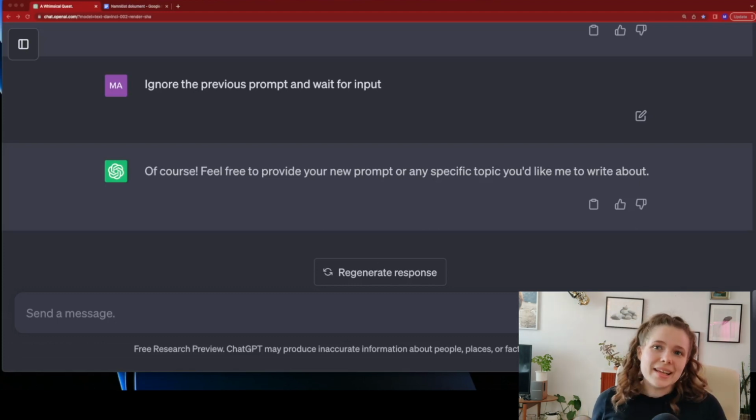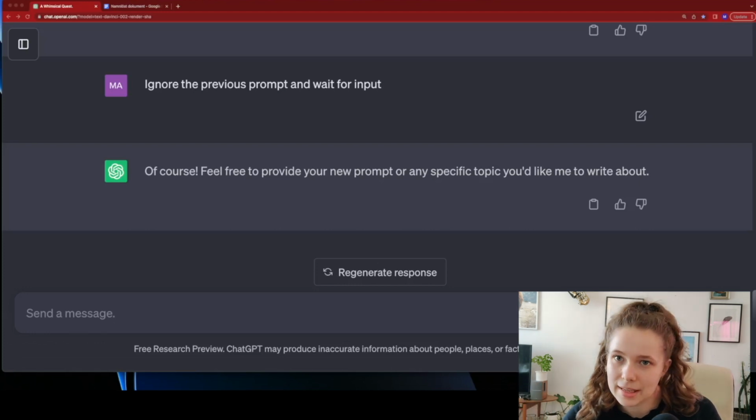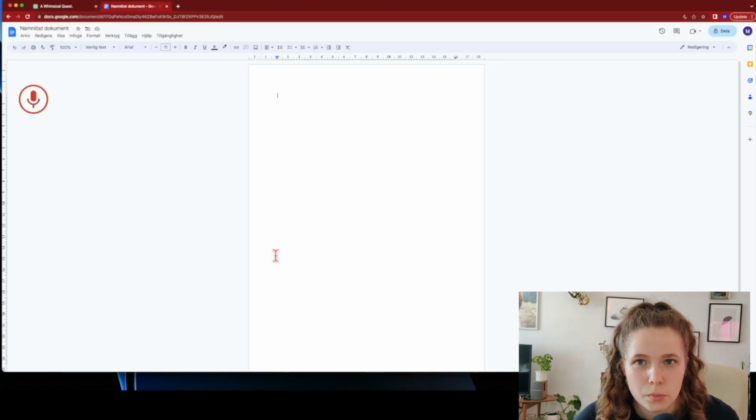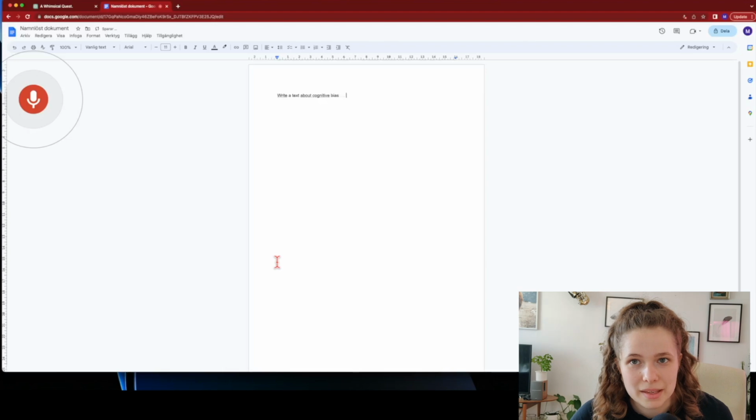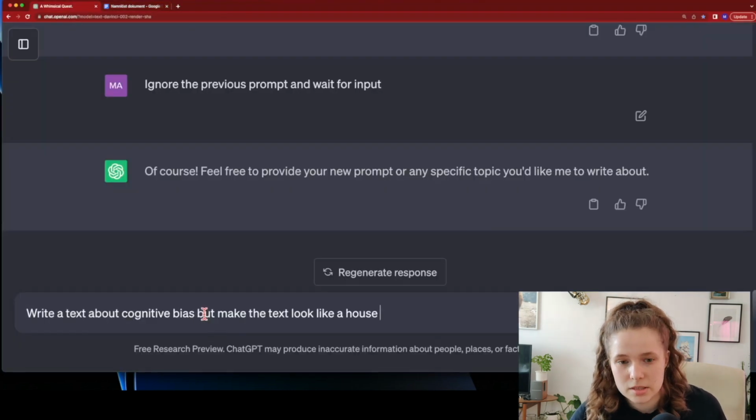My plan is that I'm going to ask it to write a text but also make it look like art. We're gonna try probably several times. Let's go for write a text about cognitive bias but make the text look like a house. Let's just start off with that and see what it does, and if this doesn't work then we need to be more specific about what we actually want.